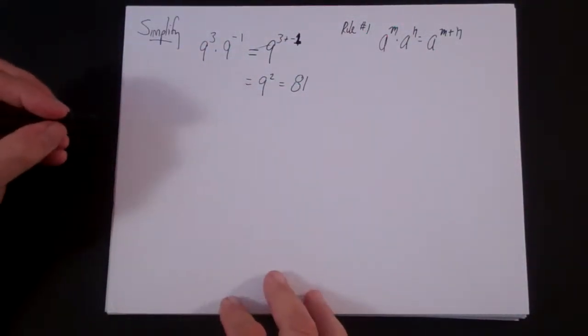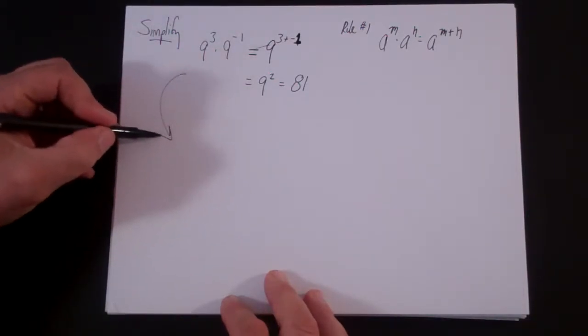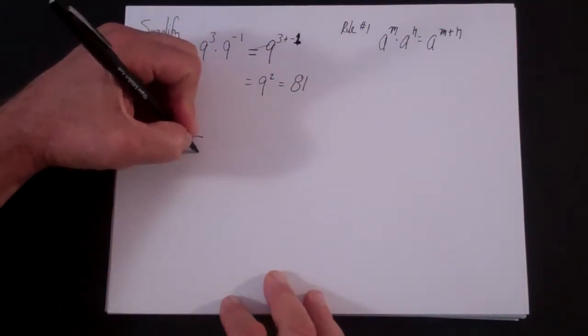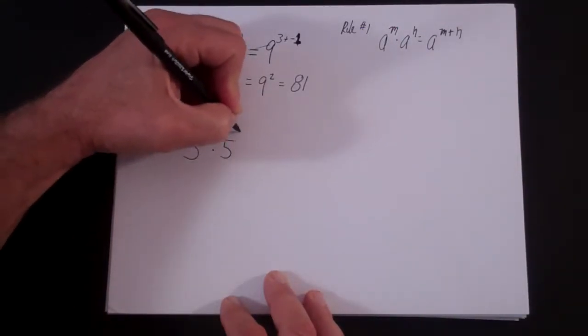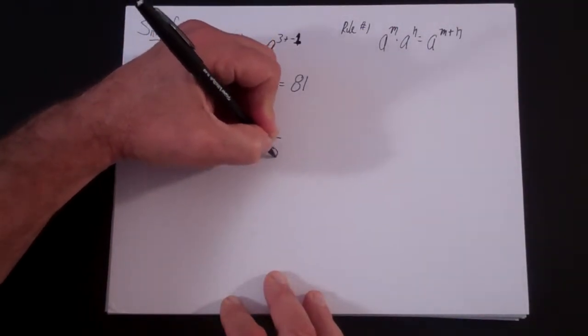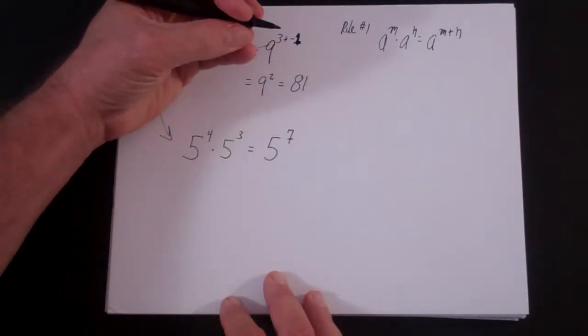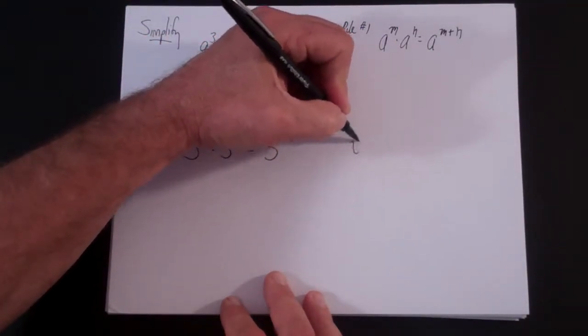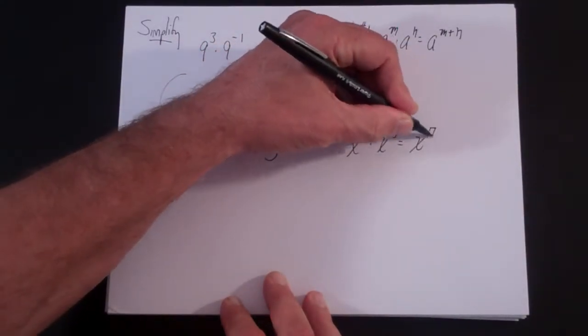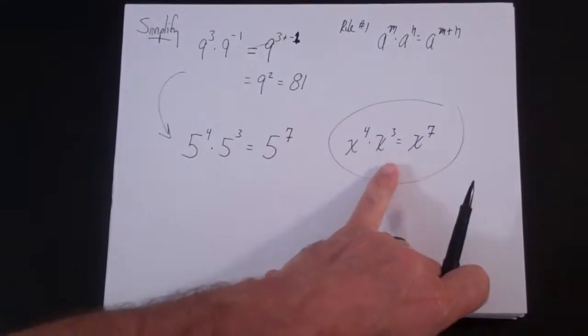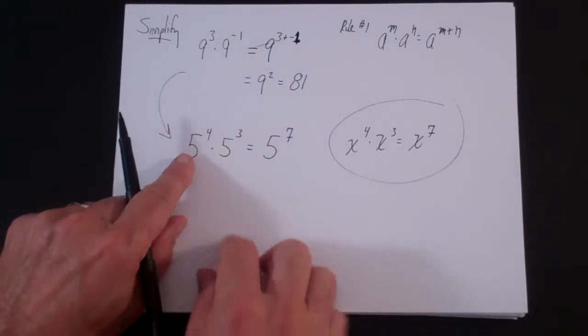So you want to be careful. The only mistake I really see with this one is, let's look at an example. Let's look at 5 to the 4th times 5 to the 3rd. That's 5 to the 7th. Another example, x to the 4th times x to the 3 is equal to x to the 7th. What I see is students never get this one wrong, but occasionally here they think it's 5 times 5.